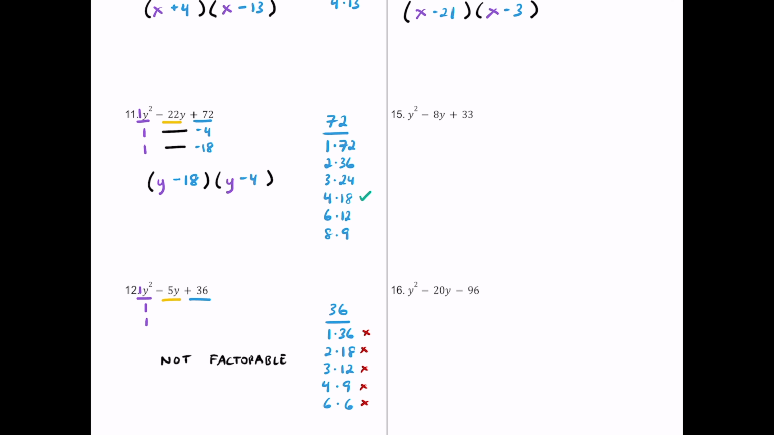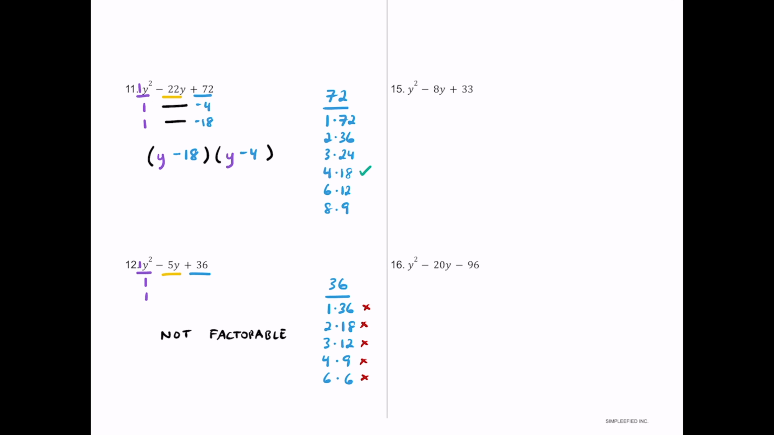For number 15, we have 1y squared in the beginning, so put 1 and 1. And then we have this positive 33. Okay, so let's think about factors of 33. And I'm writing this out just so you can see this one more clearly because I see what's going to happen here. We have 1 and 33 and 3 and 11.